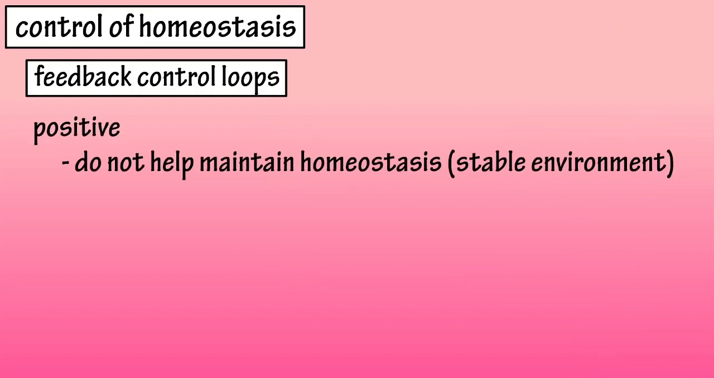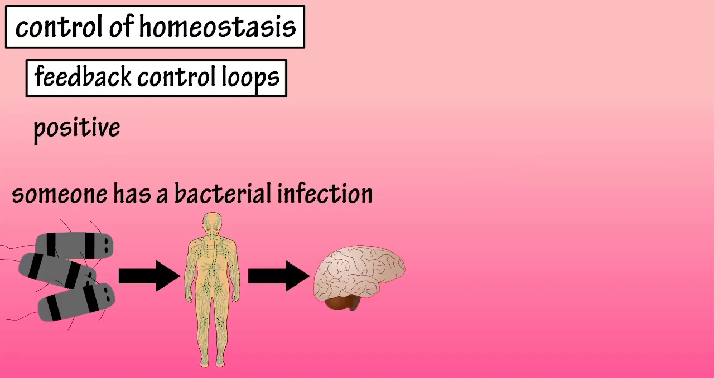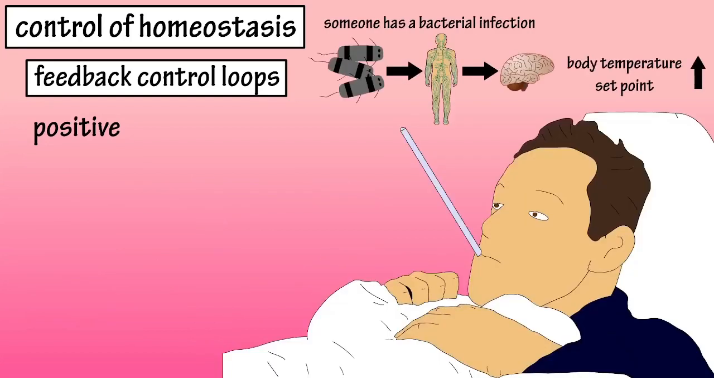Positive feedback control loops amplify the change that is happening to the body. So let's say that someone has a bacterial infection. The immune system signals the brain to increase the body's temperature set point, causing a person to have a fever. This can be a natural normal reaction.